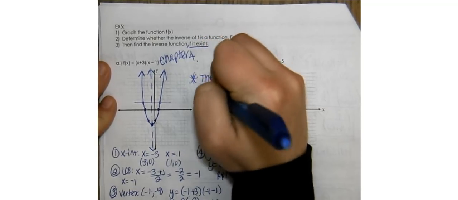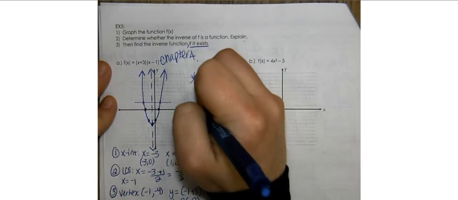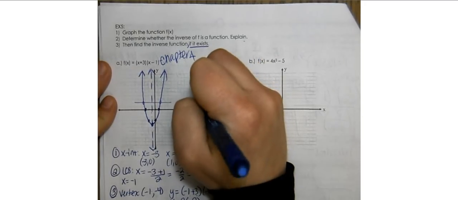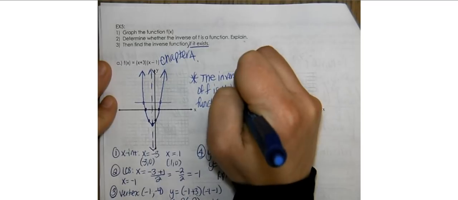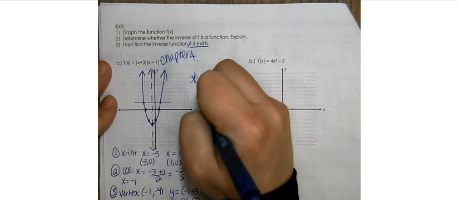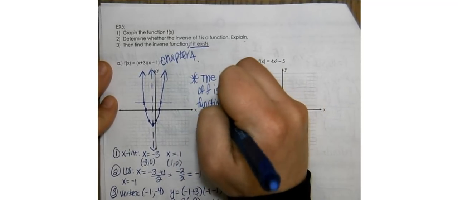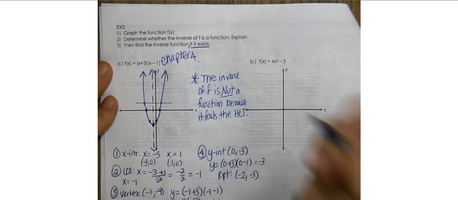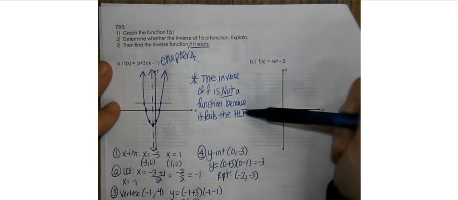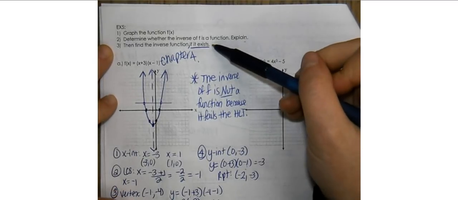The inverse of f is not a function because it fails the horizontal line test. And because it fails the horizontal line test, we do not need to identify the inverse of that function because it's not a function. So let's go ahead and look at letter B. For letter B, it's a little bit easier.